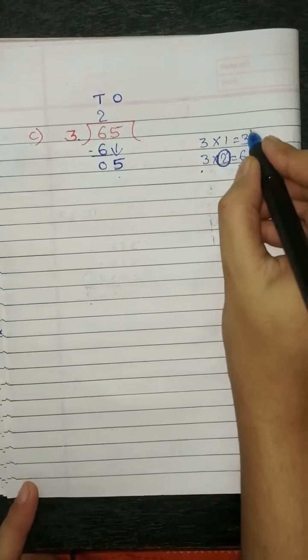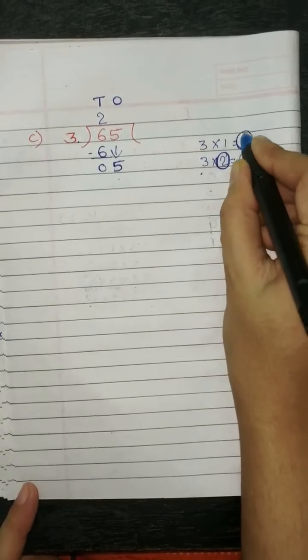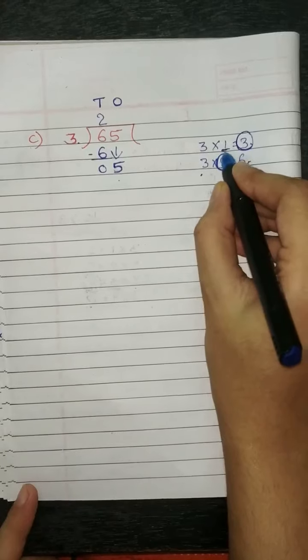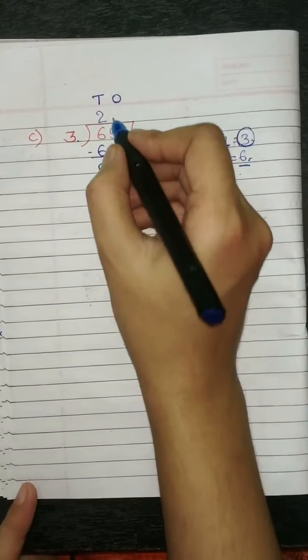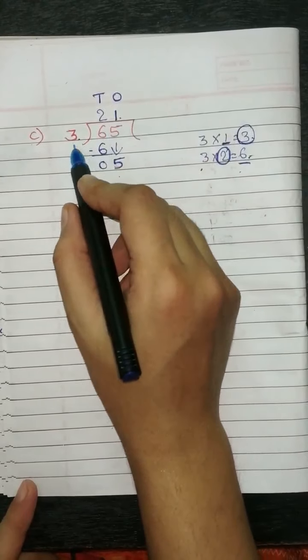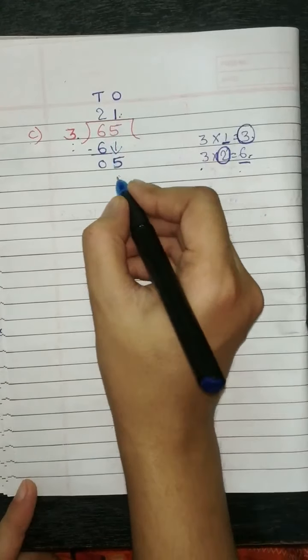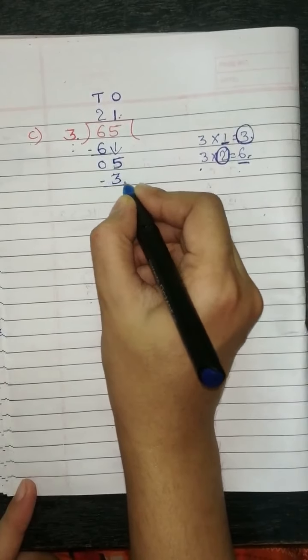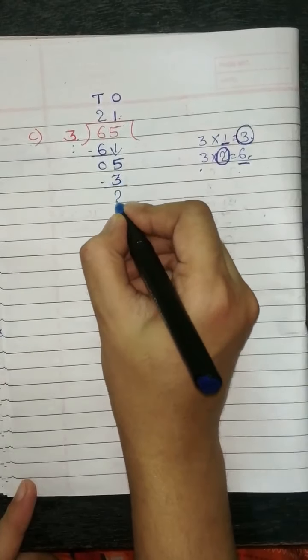So we'll take the number that is above it, the smaller one, that is 3. How many times is it occurring? 1 time. So we'll write 1 over here. We'll multiply this number with this digit. 3 1's are 3. Now we'll subtract. 5 minus 3 is 2.